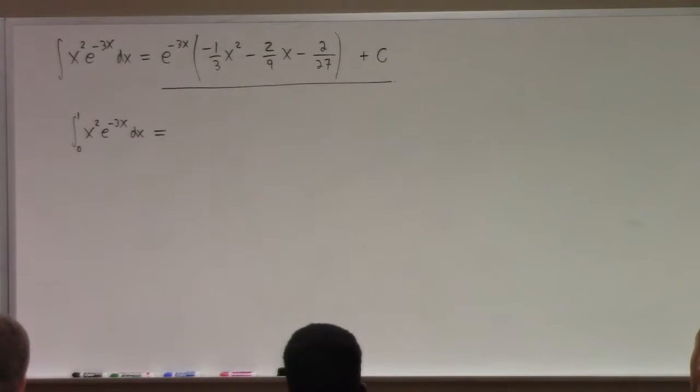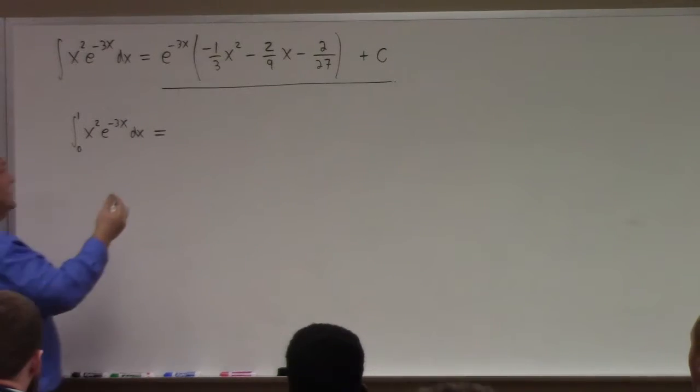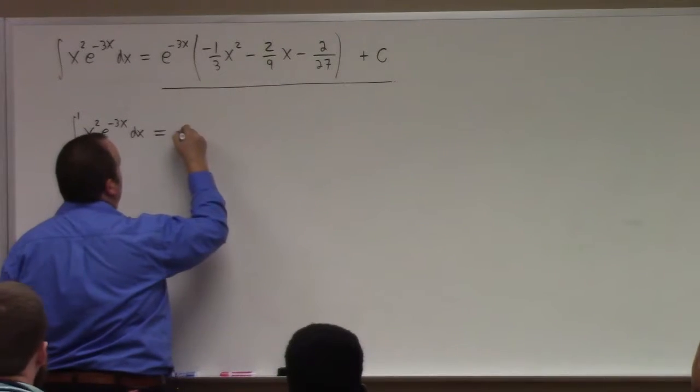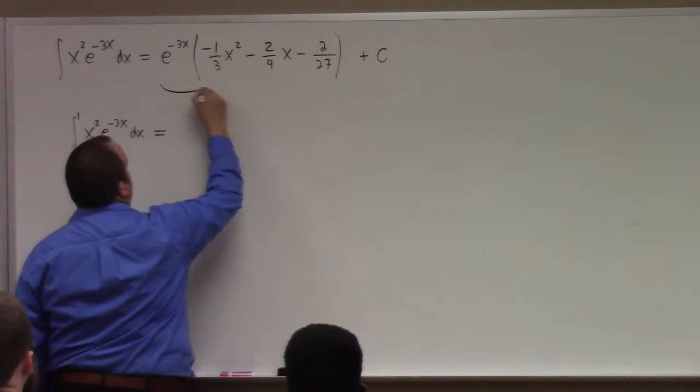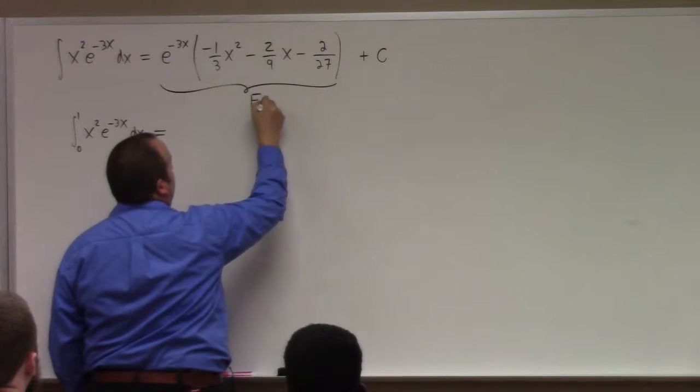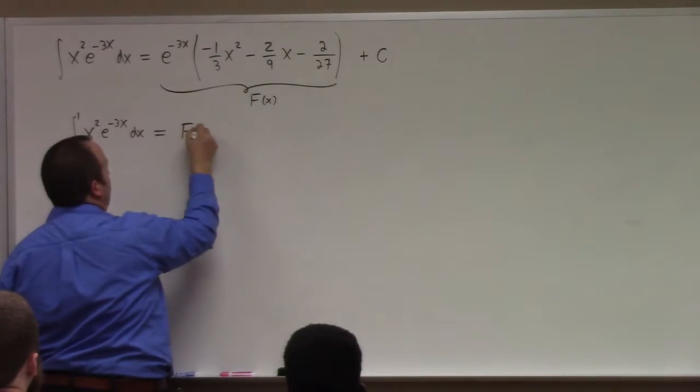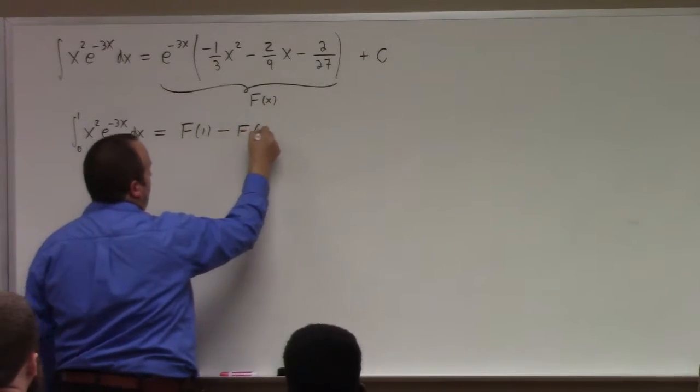I mean, you can do integration by parts with bounds, right? But there's no need for that here. We found an antiderivative, so we can go back and use the fundamental theorem of calculus. Let me call this whole thing, without the c, f of x. So this should be f of 1 minus f of 0.